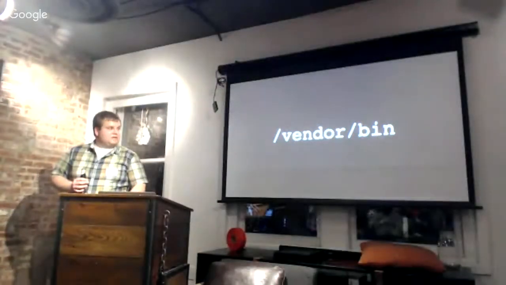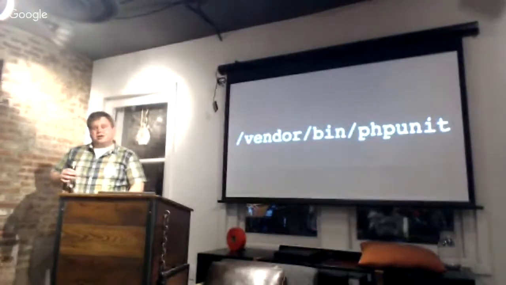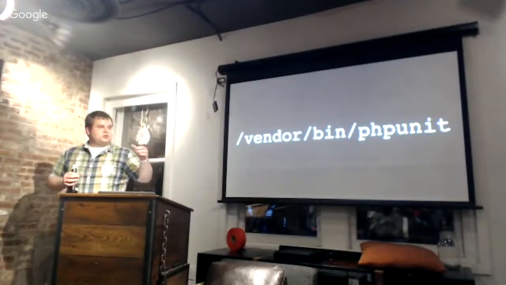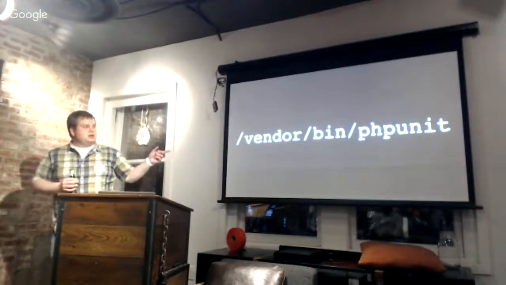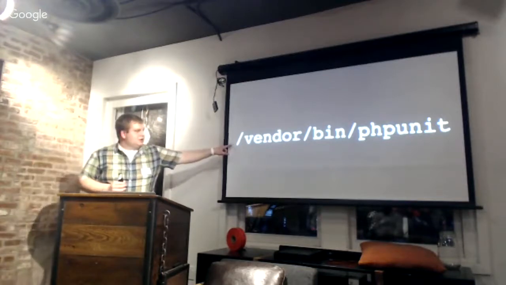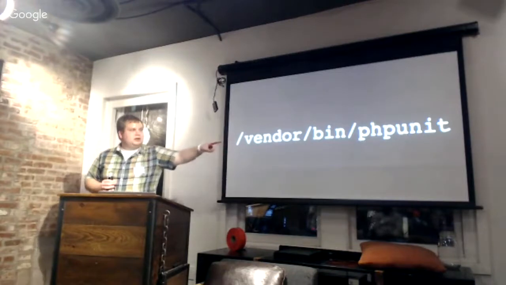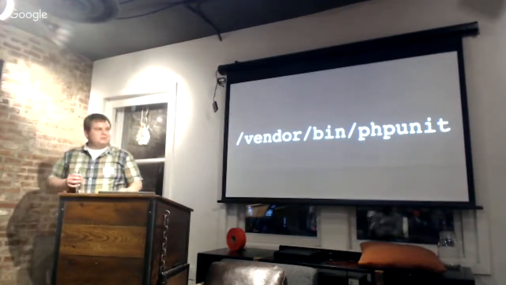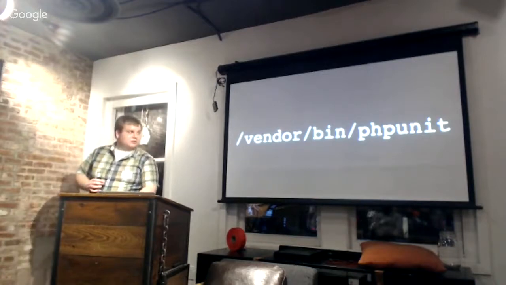There's also something that's usually put in there, the vendor bin folder. That's where everybody's putting basically symlinks or aliases to the actual code that'll run. So you can just go into your folder, and if you're on Linux, type vendor/bin/phpunit, and that'll run PHPUnit. You don't need to have php in front of it to run.